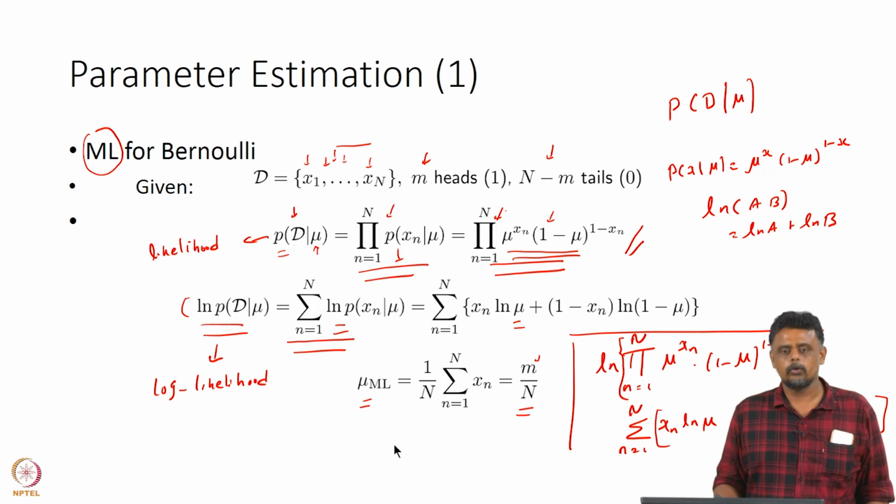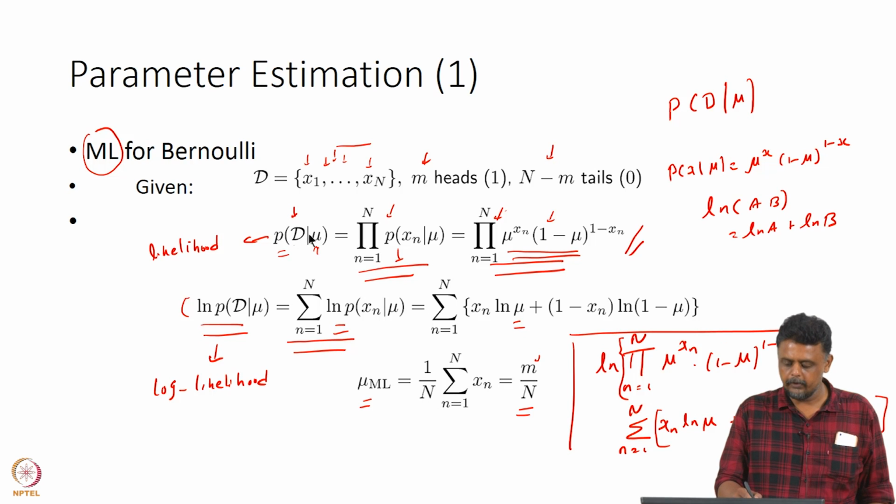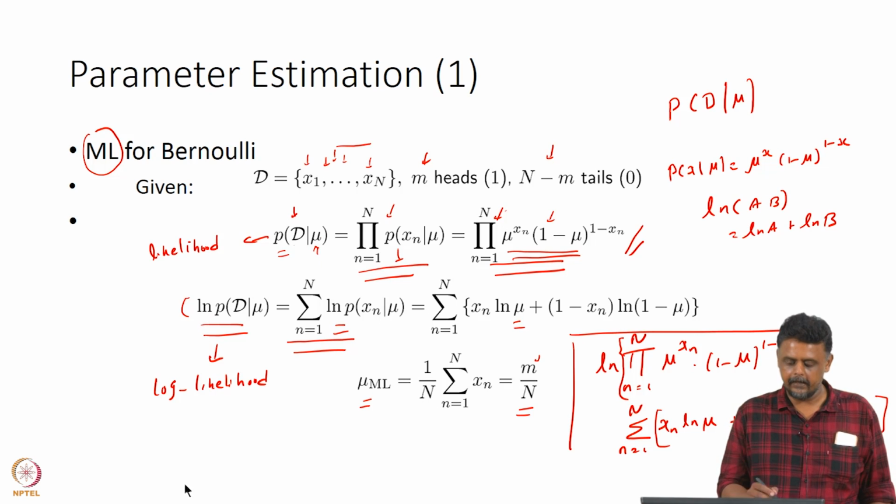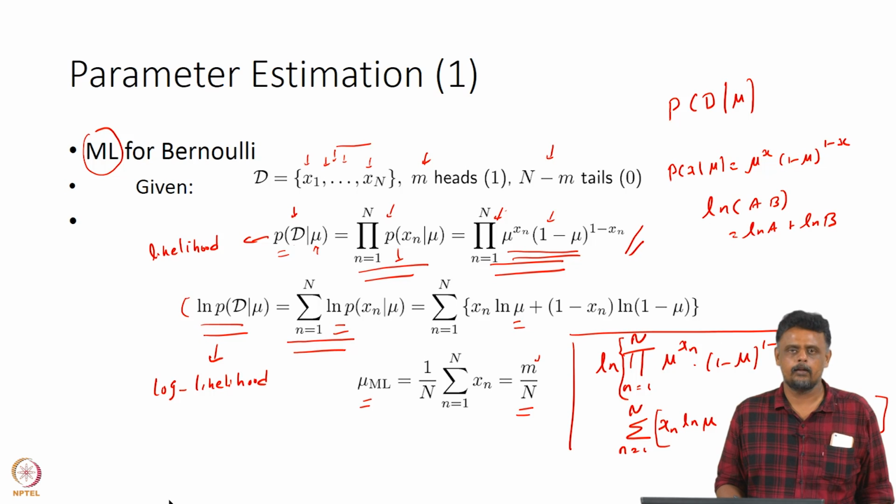So, this expression, the probability of observing the data set given the parameters of your distribution, is referred to as the likelihood, and taking the logarithm of that is usually referred to as the log likelihood.